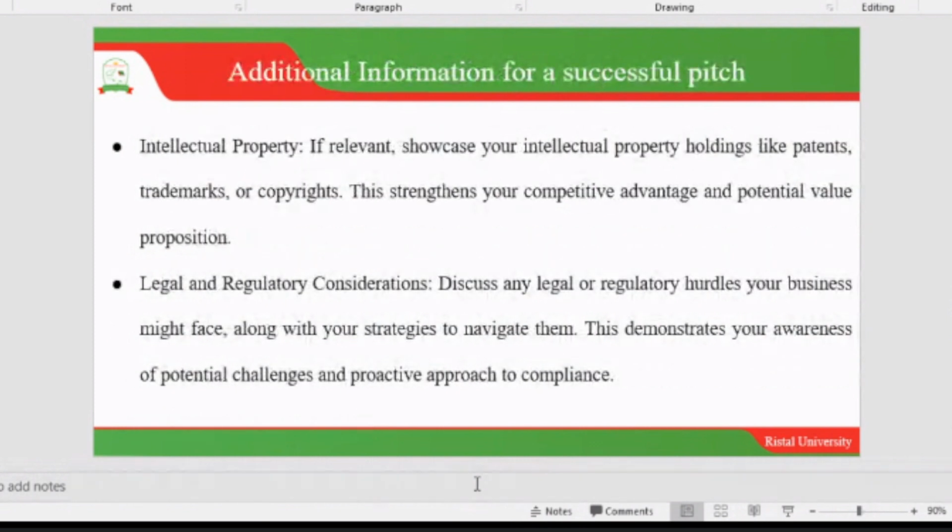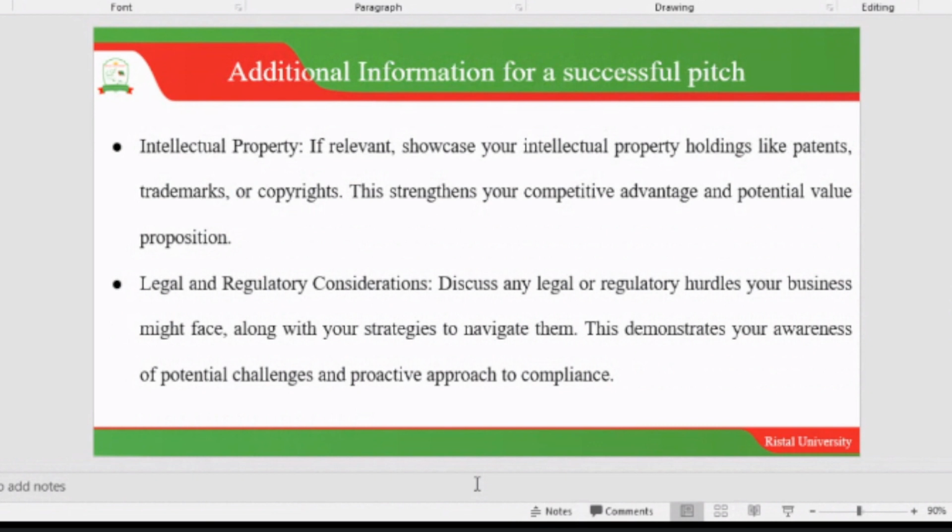So additional information for a successful pitch includes intellectual property, showing that you have already trademarked or copyrighted and you have a patent for your product. This will strengthen your competitive advantage and show that you are really passionate and serious about your product, that you do not want it to be stolen, but you want to be the one that executes it, because you're so passionate about it.